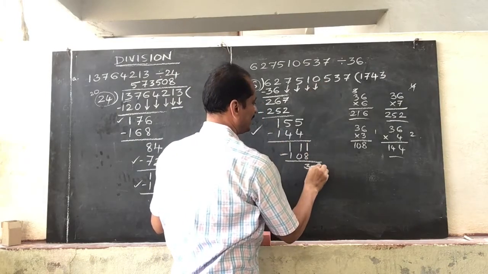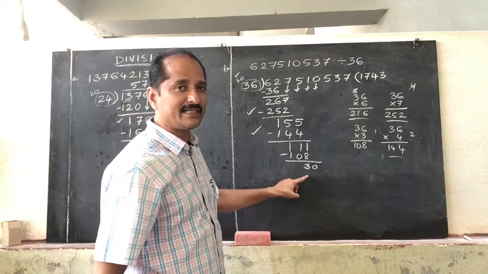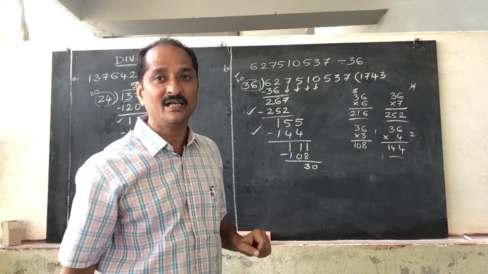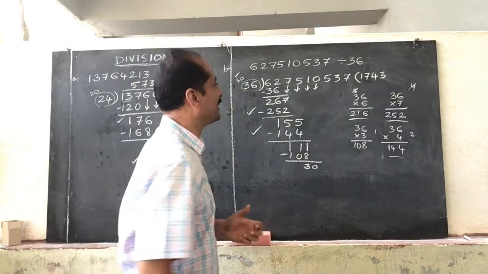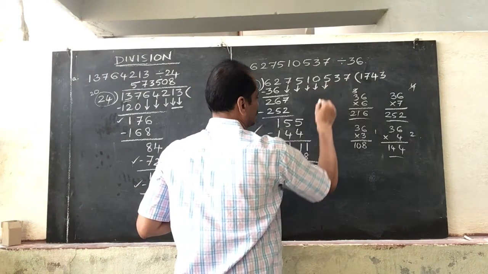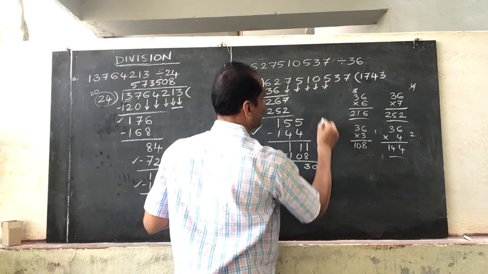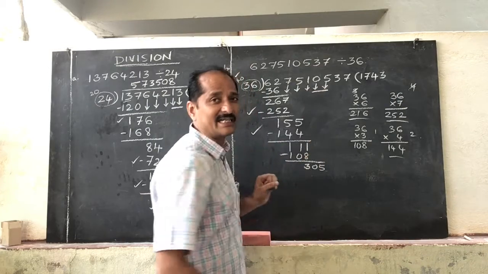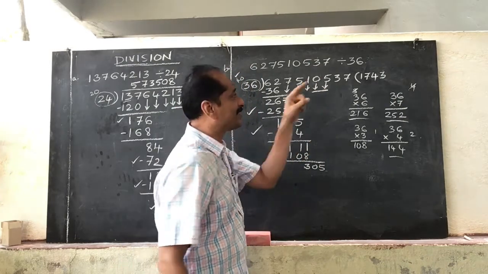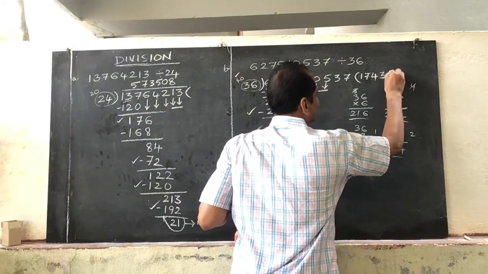So 30. Now it is not divisible. 30 is not divisible by 36. That means we are bringing down 2 digits at a time. What is the next digit? 5. So 305. 2 digits we are bringing. Whenever we are bringing 2 digits at a time, place 0 in the quotient. So write down 0 here.